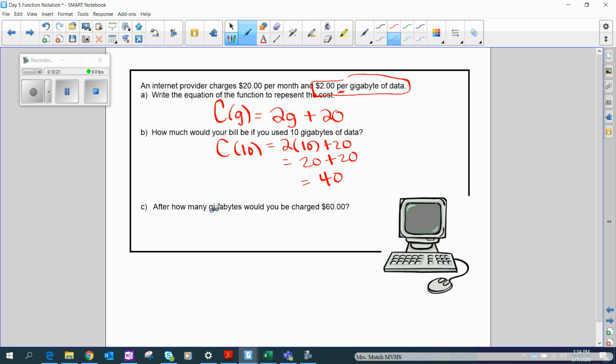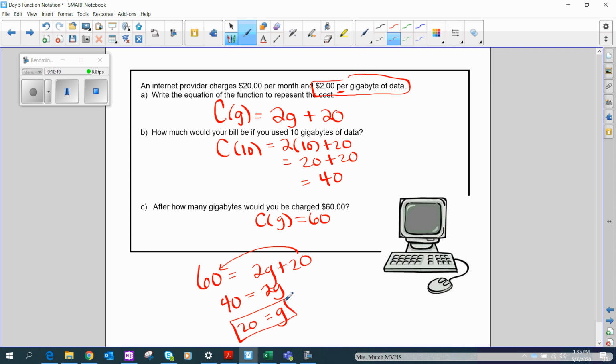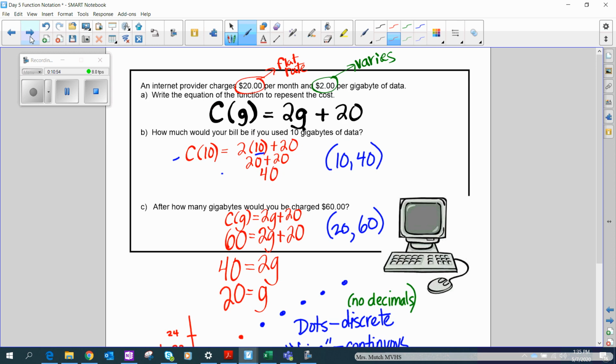How many gigabytes do you use for $60? This time what they're telling us is the output, if I'm going to use proper notation. So 60 is equal to 2G plus 20. To bring this over to the other side, I'm going to make it subtract 20. And then divide both sides by 2. And it would be 20 gigabytes for $60. One last question here.